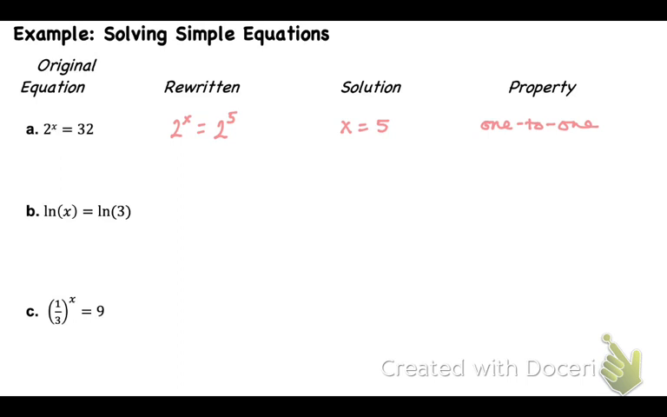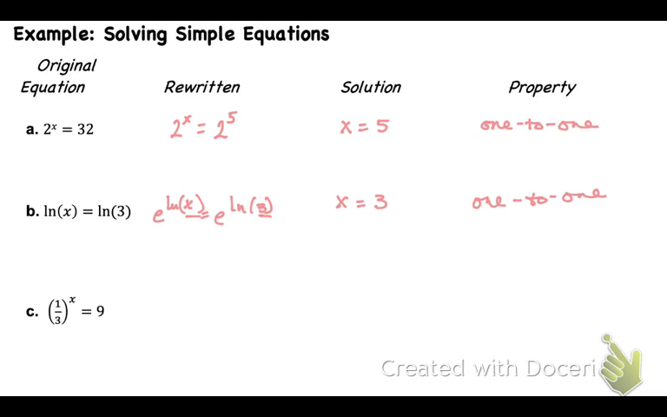Okay, on B, we have natural log of x equals natural log of 3. Is there any rewriting to do? No. Nope. x equals 3. And that's the one-to-one again. Now, I could rewrite it. I could make it e to the natural log of x equal to e to the natural log of 3, because if I do it to one side, I have to do it to the other. And the answer would still be x equals 3. That would be completely ridiculous to do, but is it possible to do it? Yes.